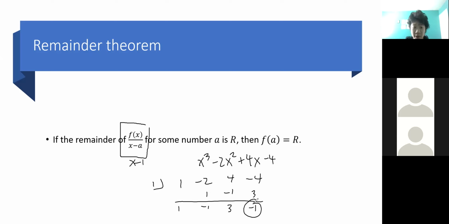We can also find the remainder by plugging 1 into the polynomial. So we get 1 minus 2 times 1 plus 4 times 1 minus 4. This is also the remainder. As we can see here, we also get -1. So there are 2 ways we can find the remainder. If we have a binomial there, we can either use synthetic division, or we can literally just plug the a value into the polynomial, and that will give us the remainder. I think it's pretty cool. Any questions here?